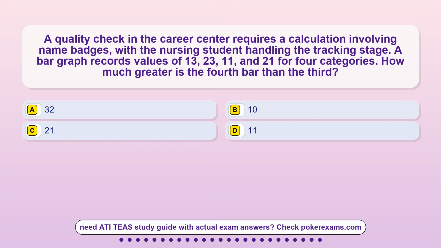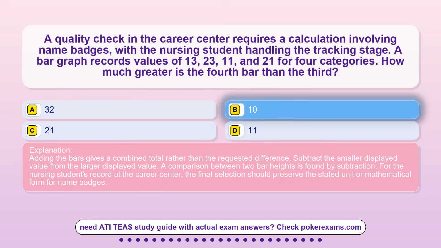Option A, 32. Option B, 10. Option C, 21. Option D, 11. The correct answer is option B, 10. Adding the bars gives a combined total rather than the requested difference. Subtract the smaller displayed value from the larger displayed value. A comparison between two bar heights is found by subtraction. For the nursing student's record at the Career Center, the final selection should preserve the stated unit or mathematical form for name badges.